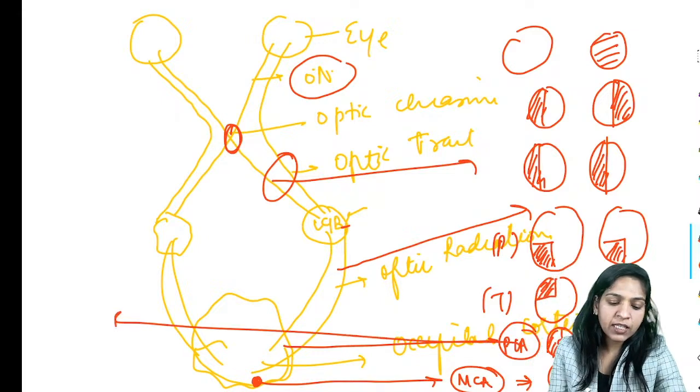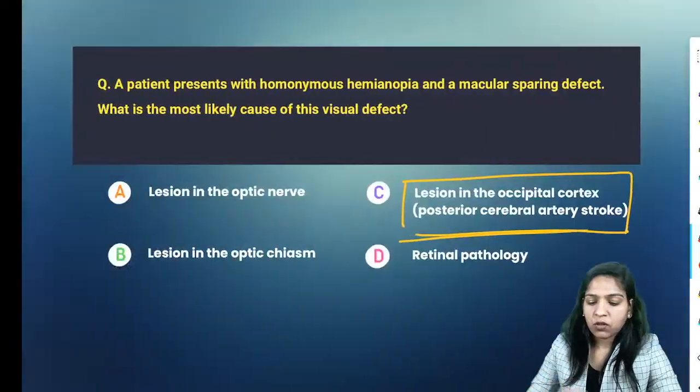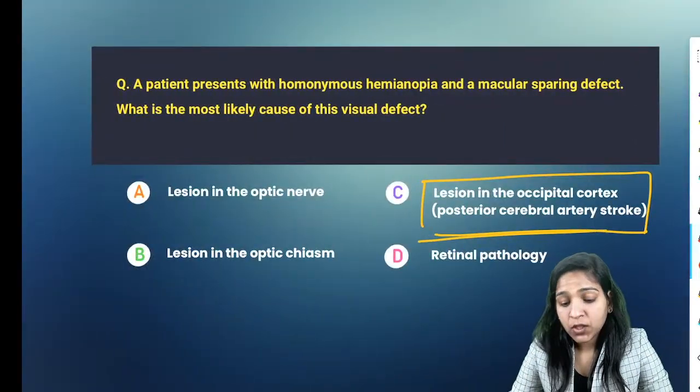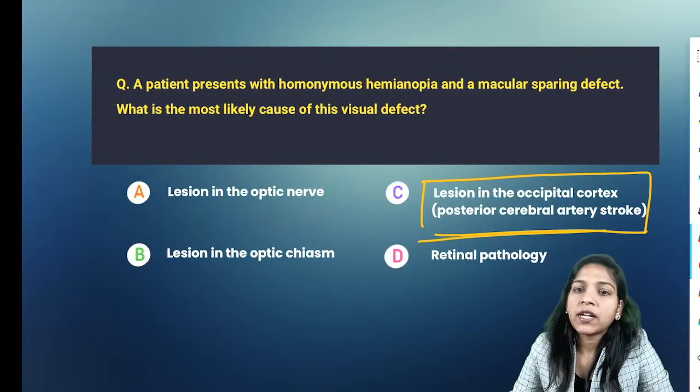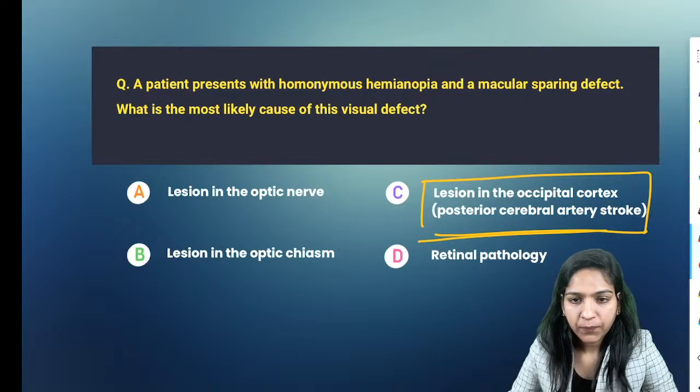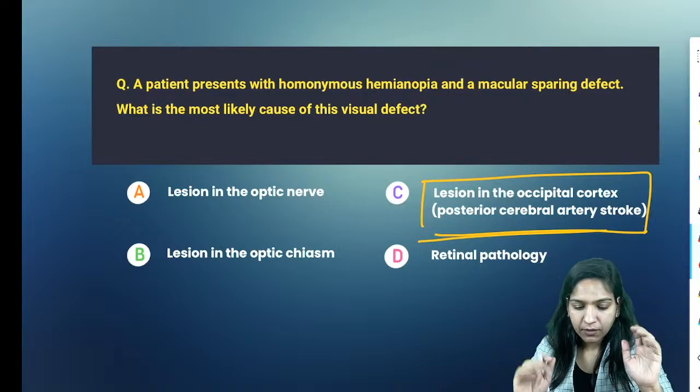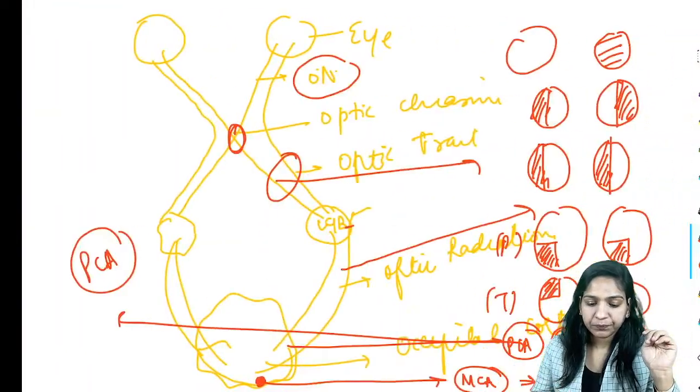So my answer is PCA, which may be due to a lesion in the occipital cortex, or it can be due to a PCA stroke, right? I hope I am clear till this. Right, so the right answer is C.